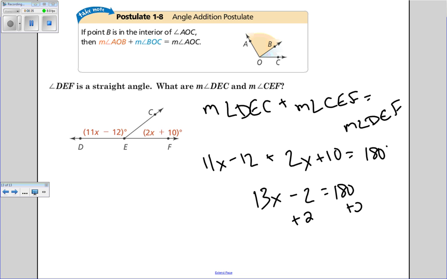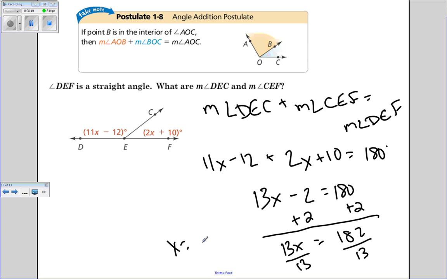Next up, add 2 to both sides, and that gives me a 13x equals 182. Divide both sides by 13, and I get that x equals, what is that? How many times does 13 go into 18? Anyone? Yeah, one time, with a remainder of 5. So we'd have a 52, and 13 goes into 52 4 times. So I know that x is 14.